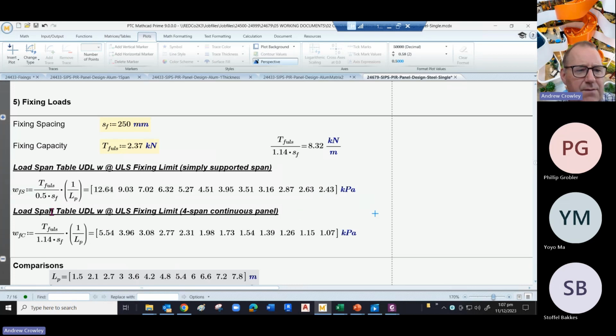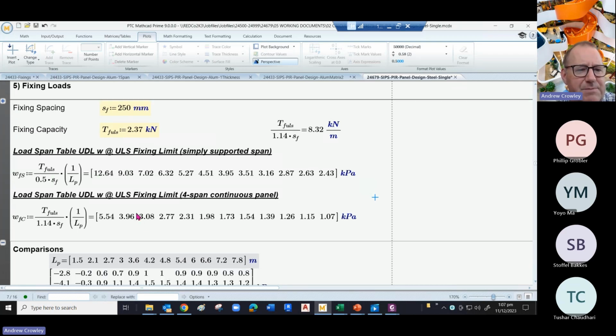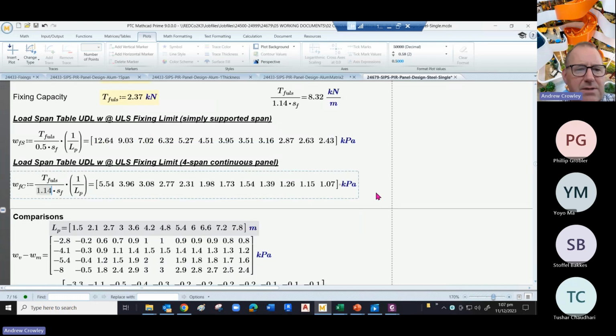We can do the same for other variations other than simply supported. So continuous panel, in this case, a 4-span continuous panel, instead of being 0.5, we use a factor of 1.14. And so the allowable loading comes down considerably. So don't forget that your intermediate fixings are carrying at least twice as much load as your end fixings.